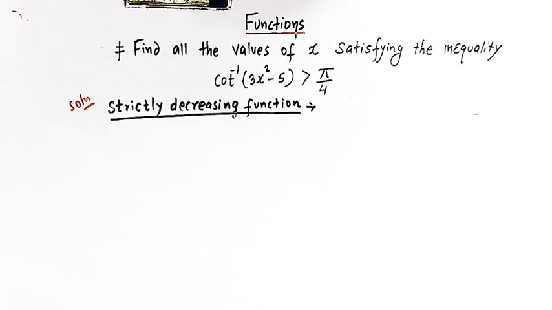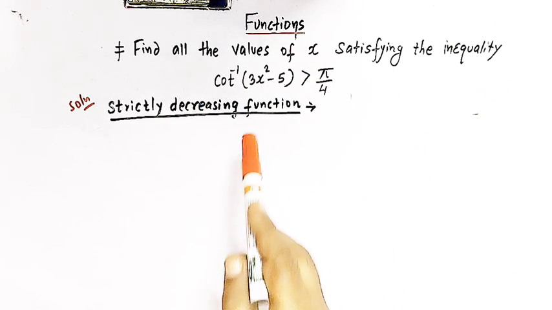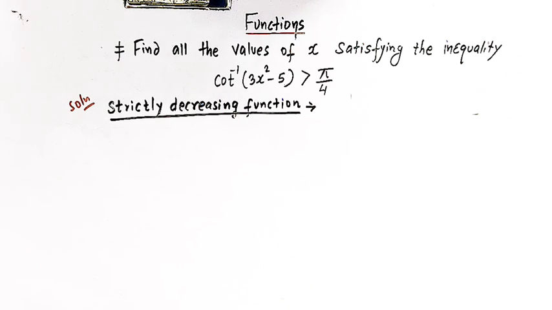Now, this problem can be easily solved by the concept of strictly decreasing function, right? And once we know the concept of strictly decreasing function, then we can straight away find out all the values of x satisfying this inequality. So now let us first quickly see the concept of strictly decreasing function.